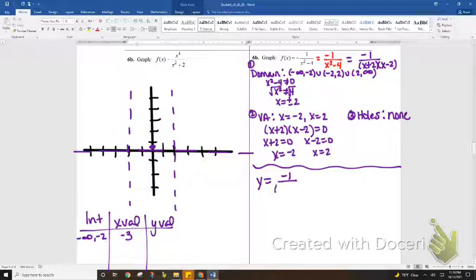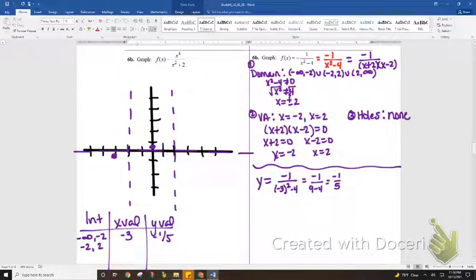And we said we're going to plug in -3, minus 4. Okay. So we get -1 over 9 minus 4, so we get -1/5. Alright, between -2 and +2, because that's my next thing that affects my x-intercept.